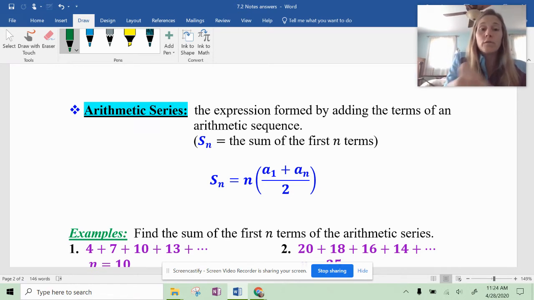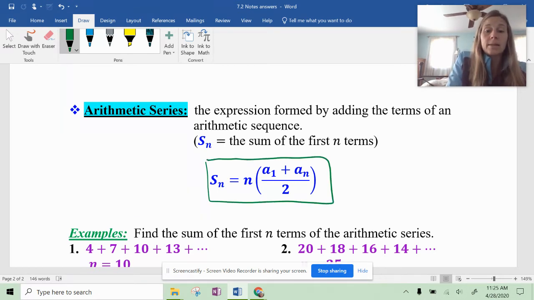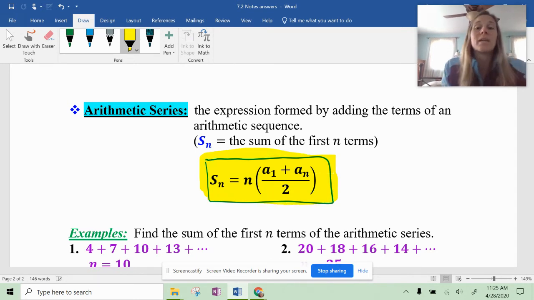So the expression formed by adding the terms of an arithmetic sequence is finding the sum. That's why we use this S sub n, because we're referring to the sum. Whenever we have a series, it just means it's all the numbers being added together.